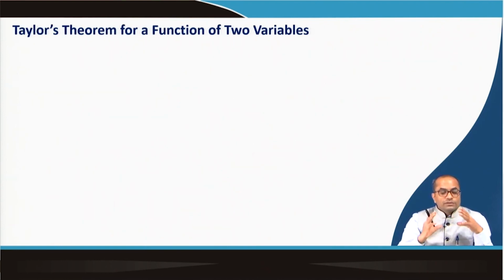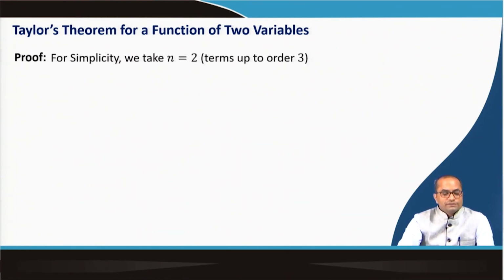Well, so for Taylor's theorem for functions of two variables, we will go through how to get the result we have just discussed. For simplicity, we restrict this discussion to n equal to 2, that means we will go through the terms up to order 3.